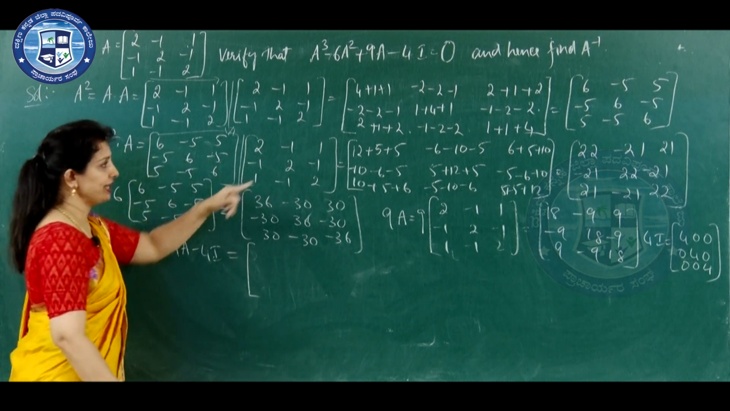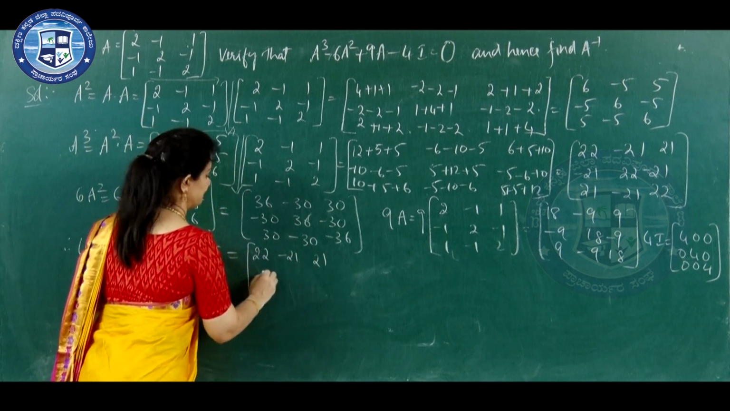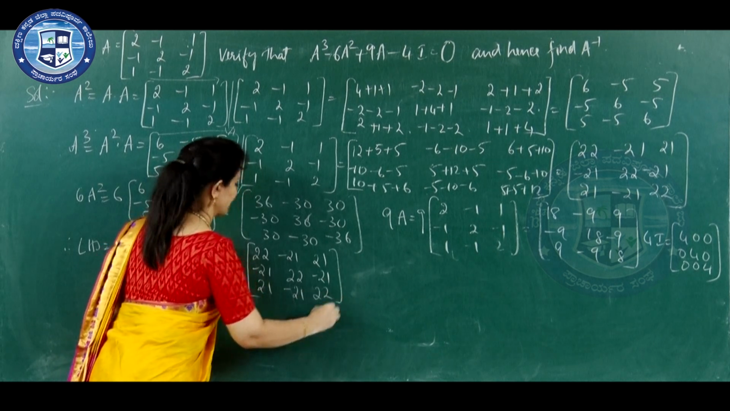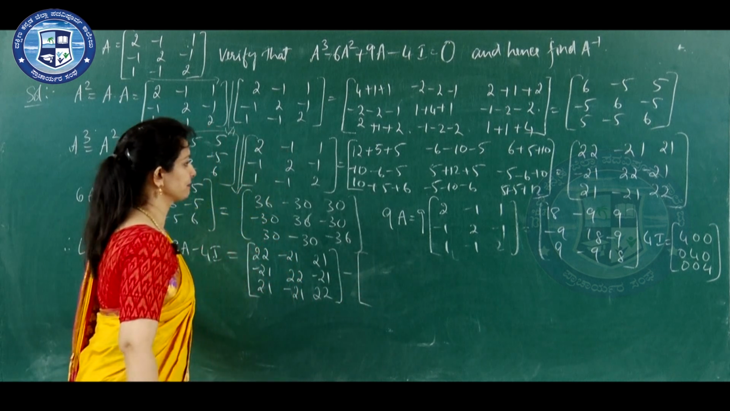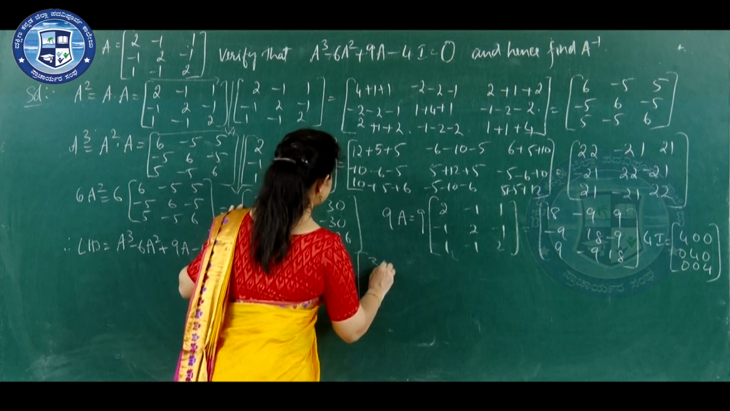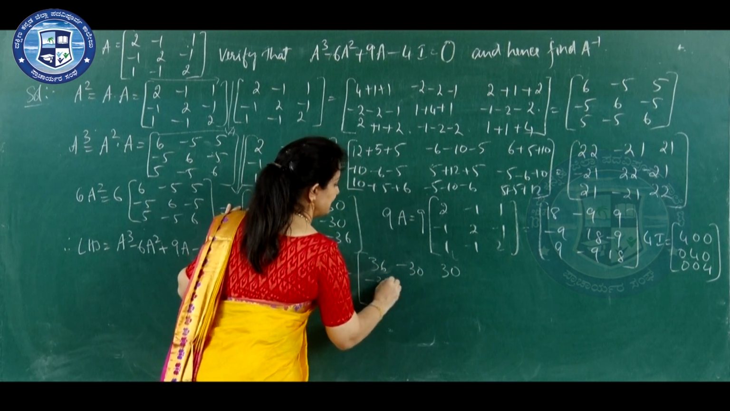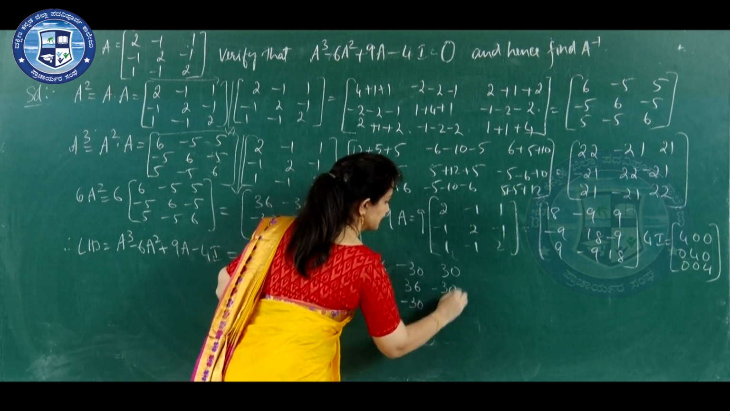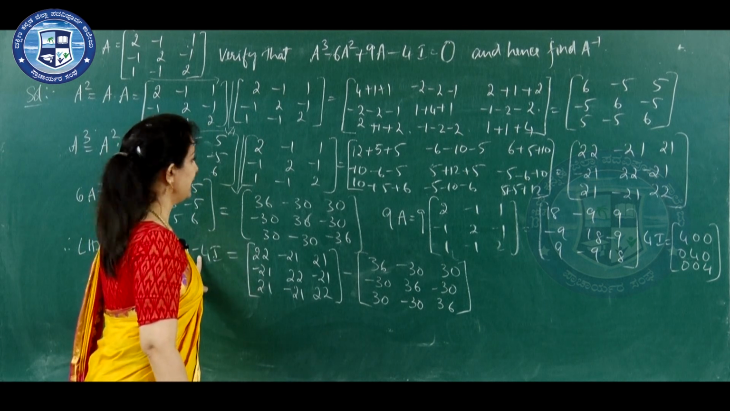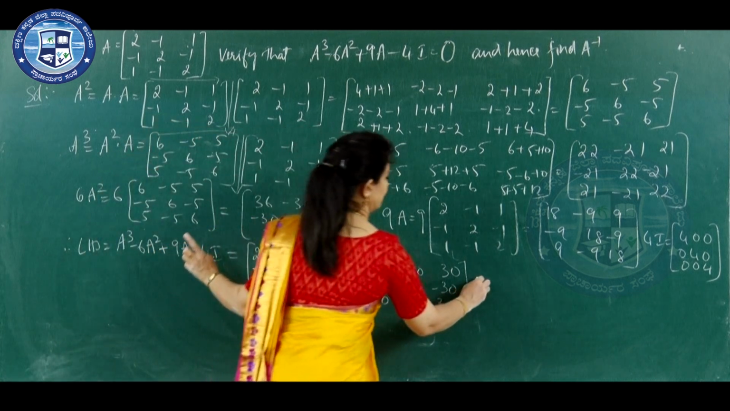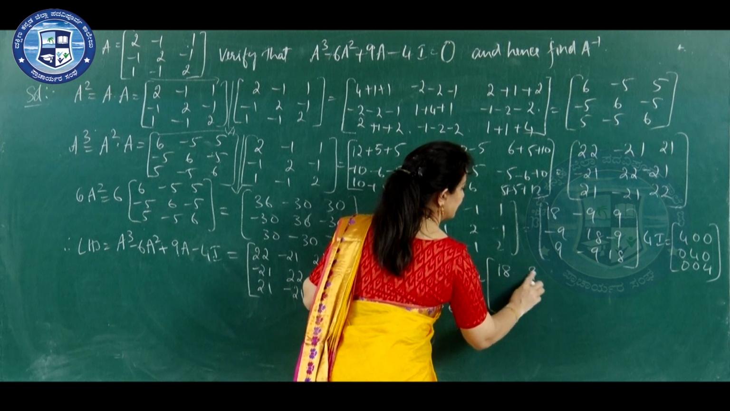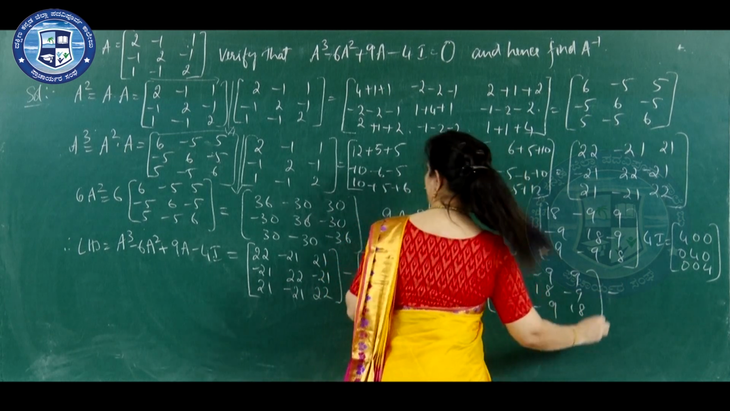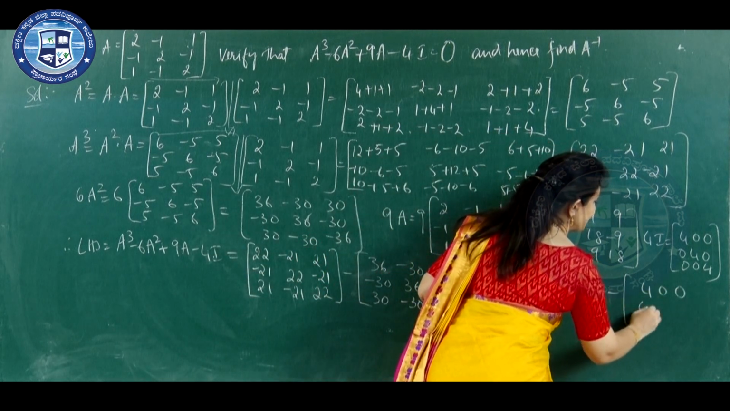What is it? A cube, here we have A cube, that is [22 -21 21; -21 22 -21; 21 -21 22], minus 6A square, 6A square is here, [36 -30 30; -30 36 -30; 30 -30 36], plus 9A, that is [18 -9 9; -9 18 -9; 9 -9 18], minus 4I, [4 0 0; 0 4 0; 0 0 4].